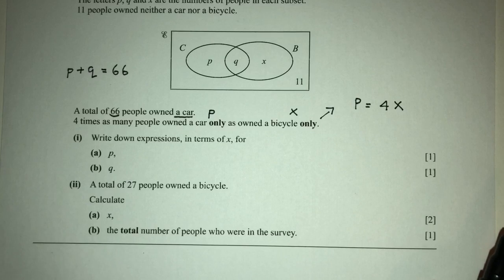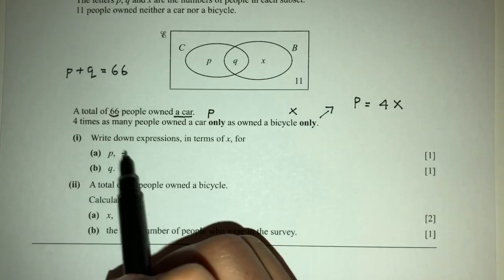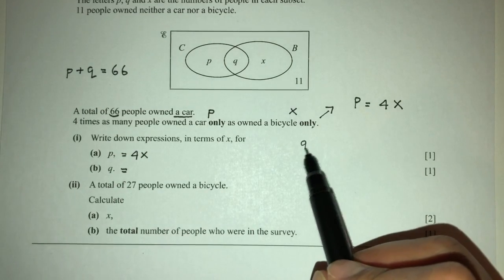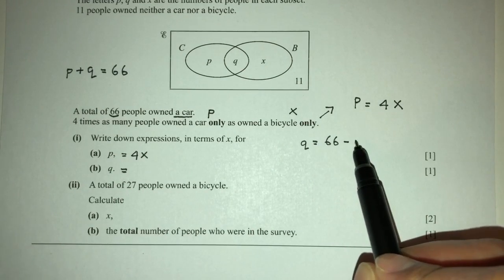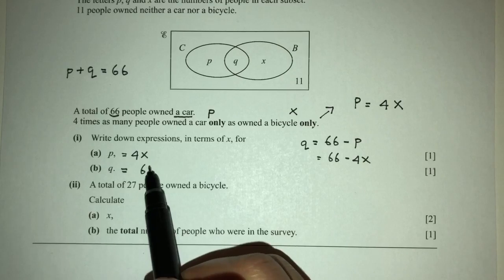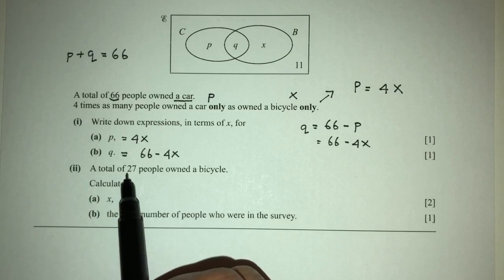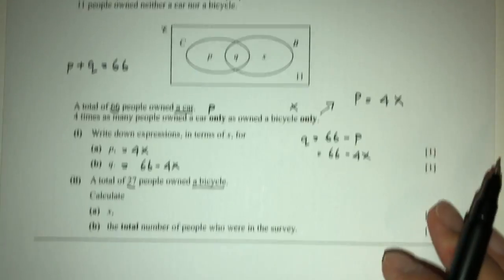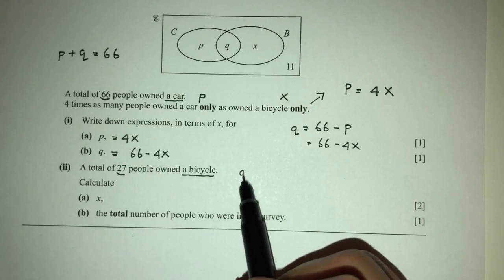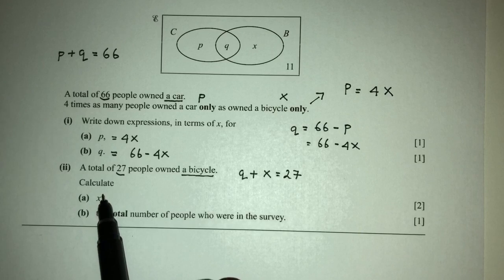Now part 1, we have to write down expressions in terms of X. The first one is P. So P, as you can see, is 4X. Now what is Q? If you observe, Q is equal to 66 minus P, which is 66 minus 4X. That will be Q. Now part 2, a total of 27 people own a bicycle. As you can see here, bicycle is set B, which is Q plus X, so we can write down that Q plus X has to be 27. So we have to find the value of X.